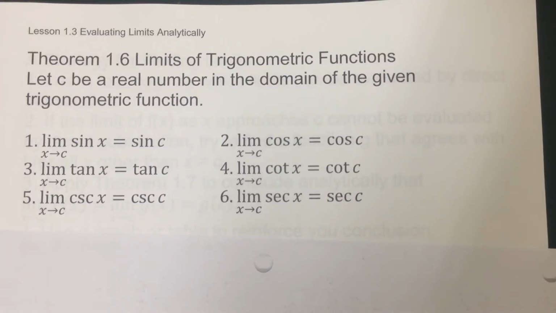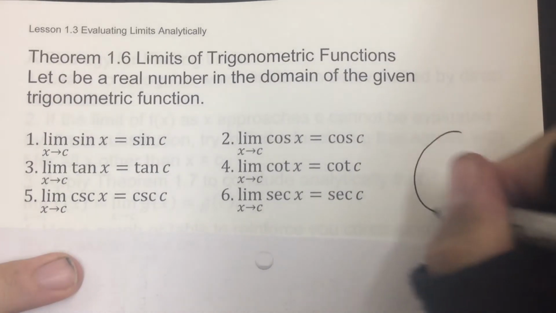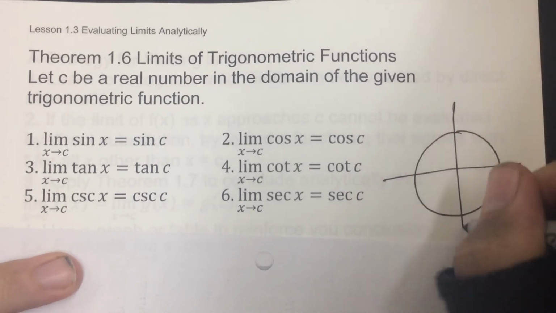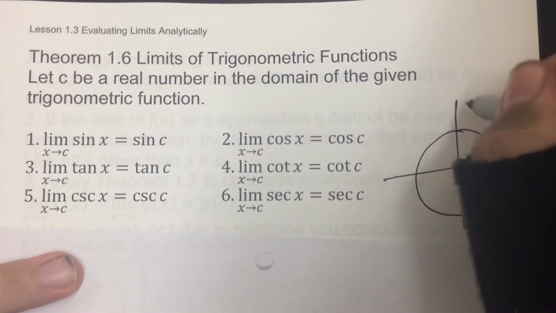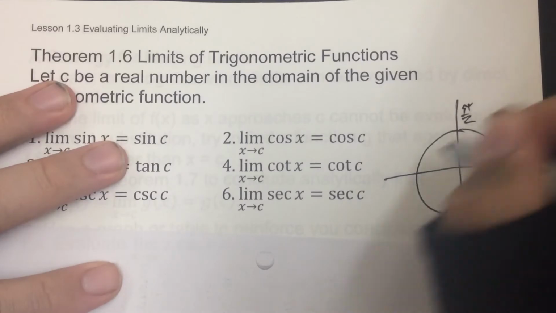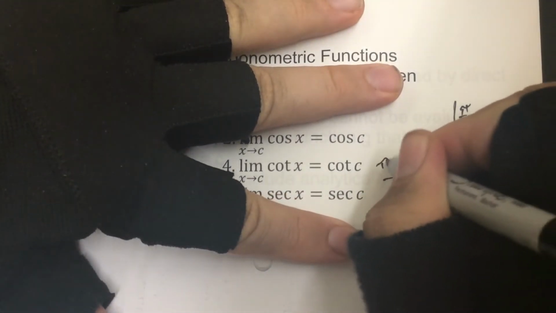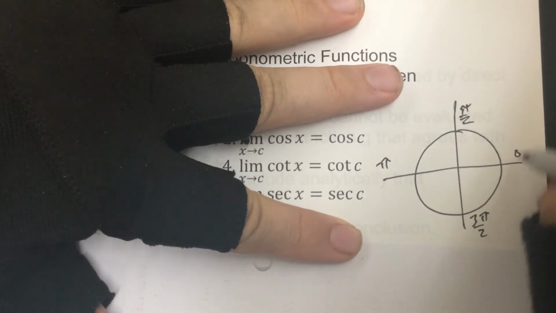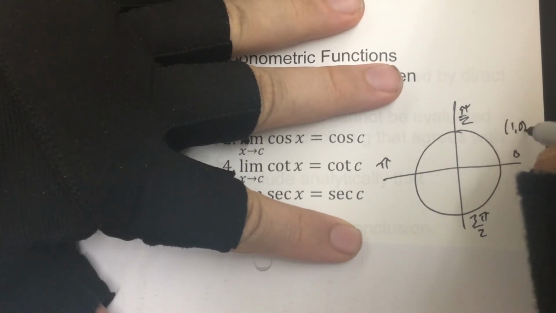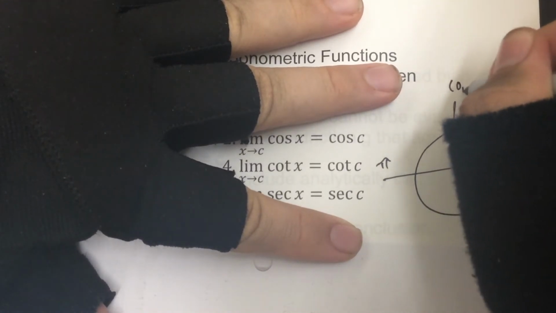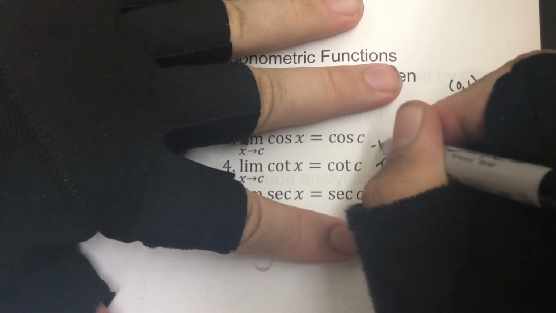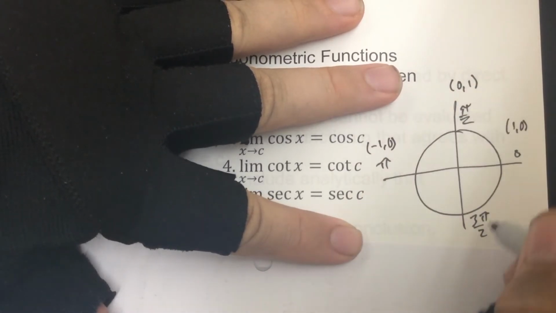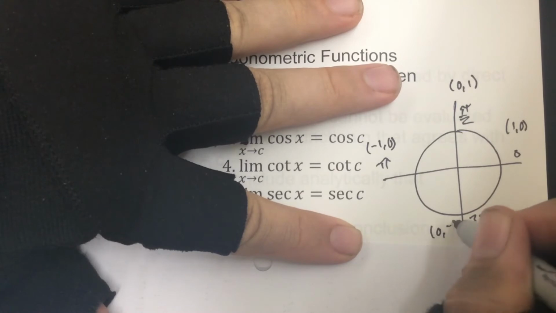As far as the trig functions go, this is where we're going to use that unit circle. So if this is 0, this would be pi over 2. This here would be pi. This would be 3 pi over 2. So our values here, we would be at 1 comma 0, 0 comma 1, negative 1 comma 0, and 0 comma negative 1.